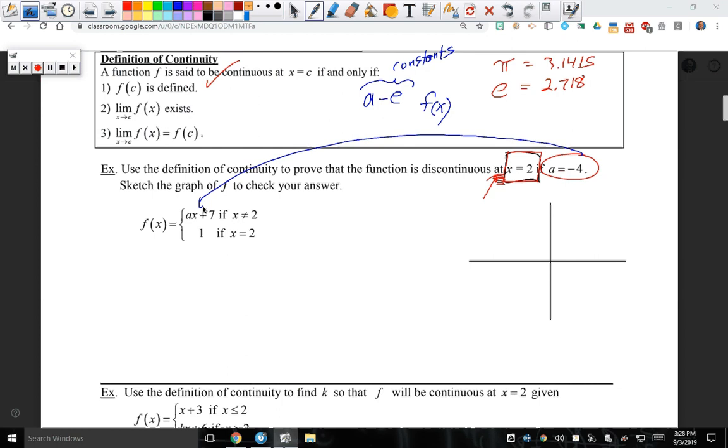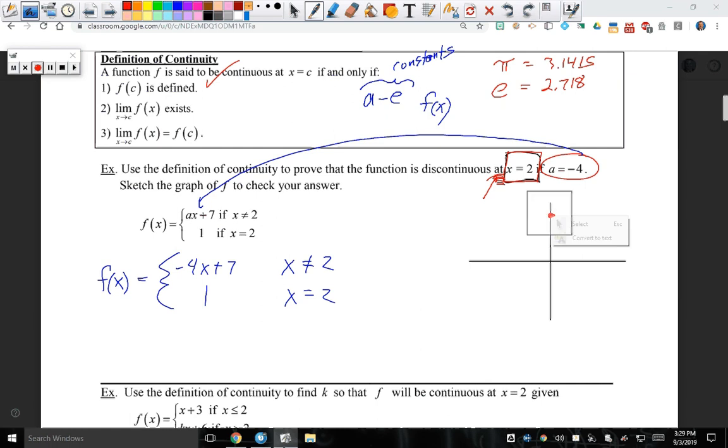Okay, so I'm looking at this and I see negative 4x plus 7 when x is not equal to 2, and I see 1 when x is equal to 2. The quick review of piecewise functions from both Algebra 2 and from pre-calc. Let's graph the first one. Negative 4x plus 7, I go up to 7. I have a slope of down 4 over 1, down 4 over 1. And I have a graph that looks like this. And I'm going to graph it everywhere where x is not equal to 2.